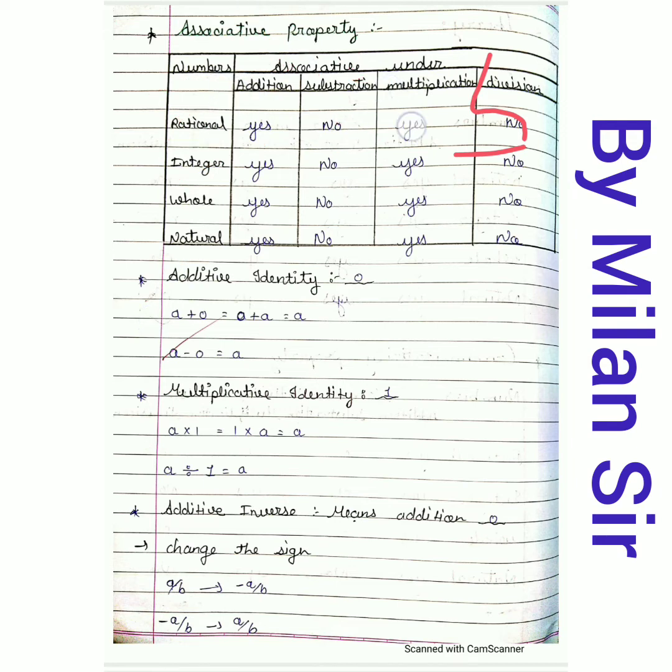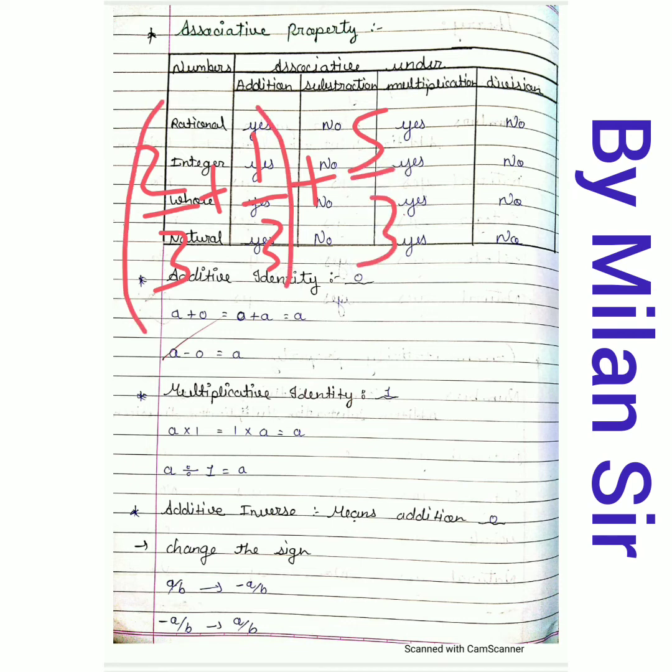Okay, in rational numbers even, the addition process is associative. Let's take an easy example: 2/3, 1/3 and 5/3. First of all we solve this bracket. So 2 plus 1 is 3/3, then plus 5/3. Again add the numerators, 5 plus 3, that is 8/3, right?